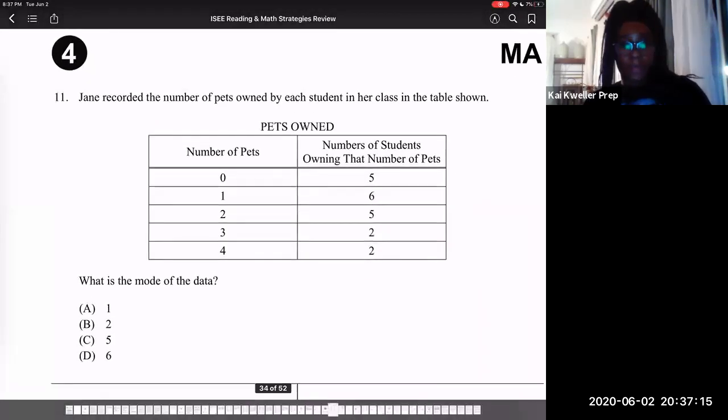Mode. Okay. They want you to really write out everything and that wastes time. We don't need to write anything out for this question. Mode means most often. The number that is most often seen.